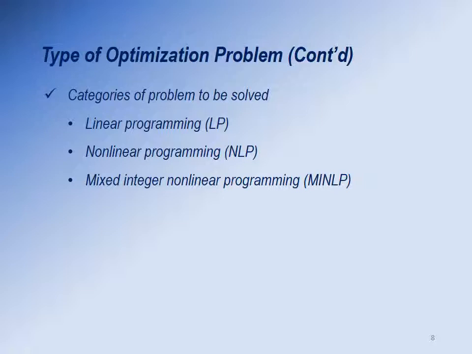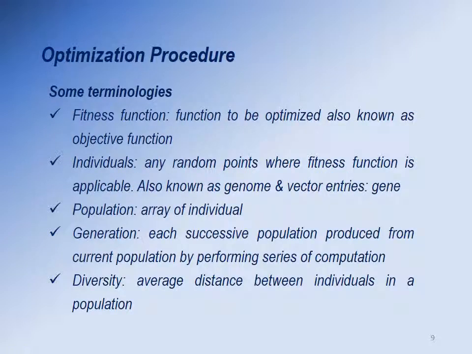Before going to the procedure, I would like to introduce some terminology related to this algorithm. Some of the terminologies are: the first one is the fitness function, which is the function to be optimized, also known as the objective function. Then comes the individual, which is any random point where the fitness function is applicable. It is also known as a genome, and the vector entries of these individuals are known as genes.